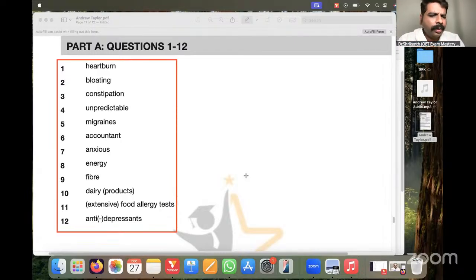If you're able to get 9 and above, that is a very good score. Make sure that there are no spelling mistakes as well. So this is what you need to understand about OET listening part A.